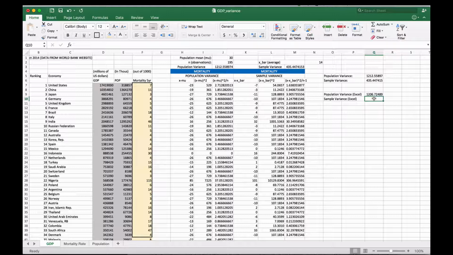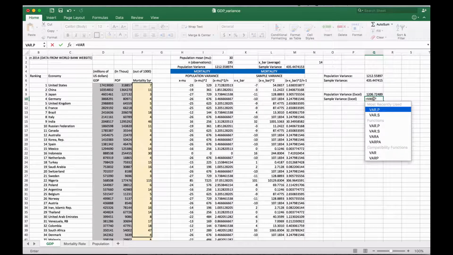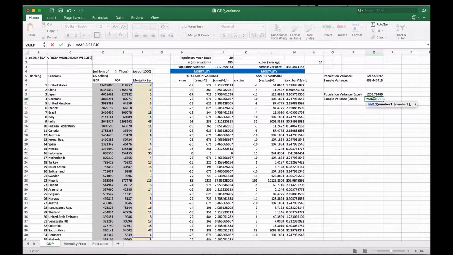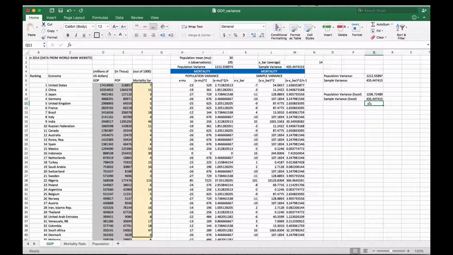Now, for the sample variance, we'll use a similar function, var.s. Var.s will be the same thing. We'll use the set of data that we used, which was from F7 to F40. When we do that, we end up with 435.44, and you'll see we get the same exact amount.